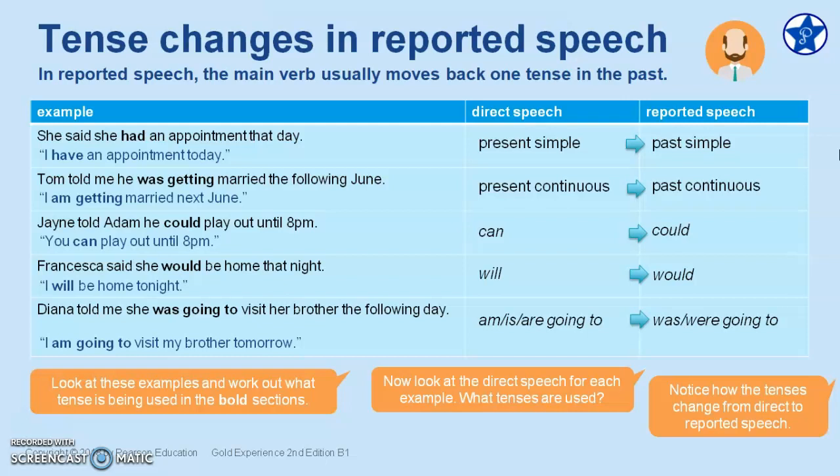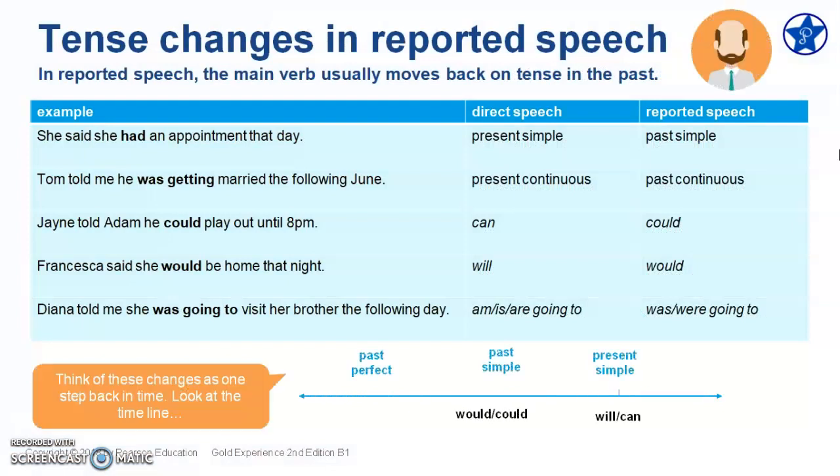Present simple changes into past simple, present continuous into past continuous, can into could, will into would, and be going to changes to was going to or were going to. Think of these changes as one step back in time. And look at the timeline. Present simple changes into past simple, and past simple changes into past perfect. Will changes into would, can into could.